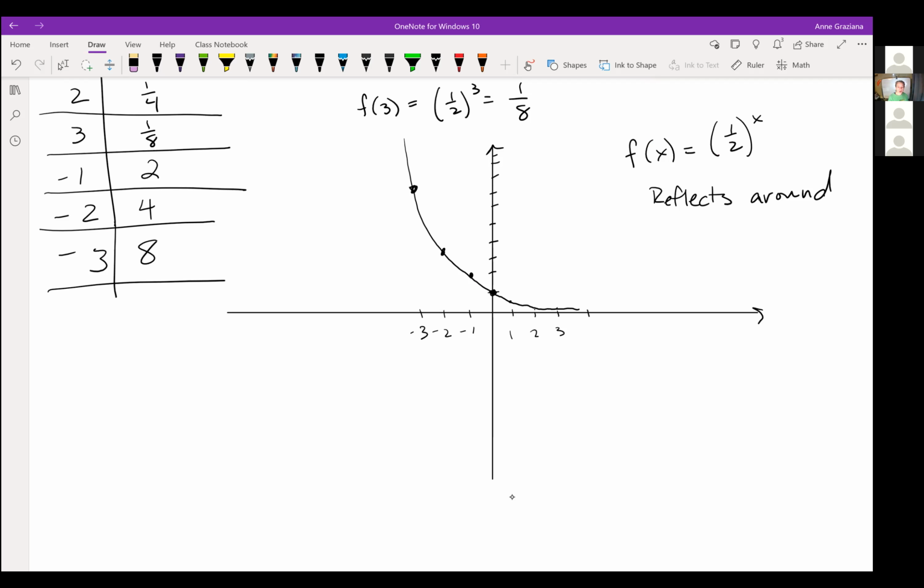All right. So it reflects around the y-axis, but has the same shape.